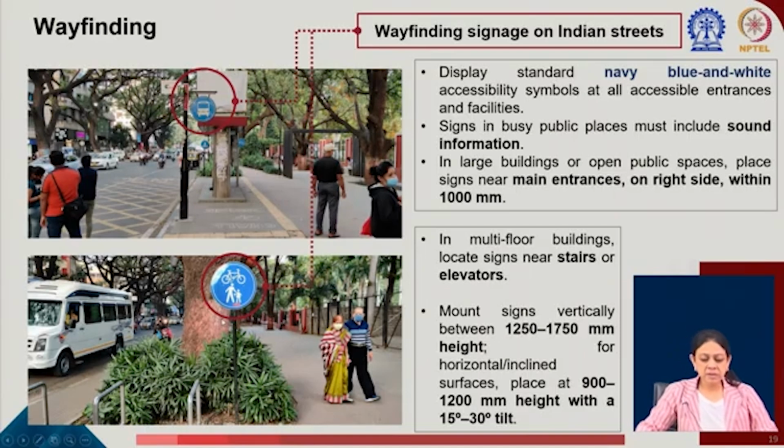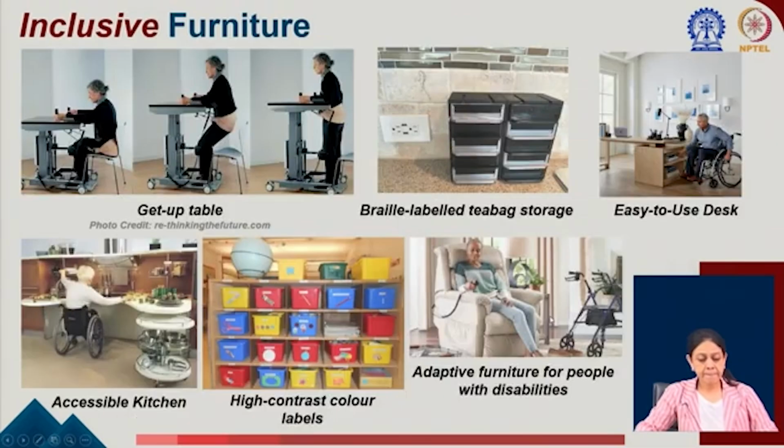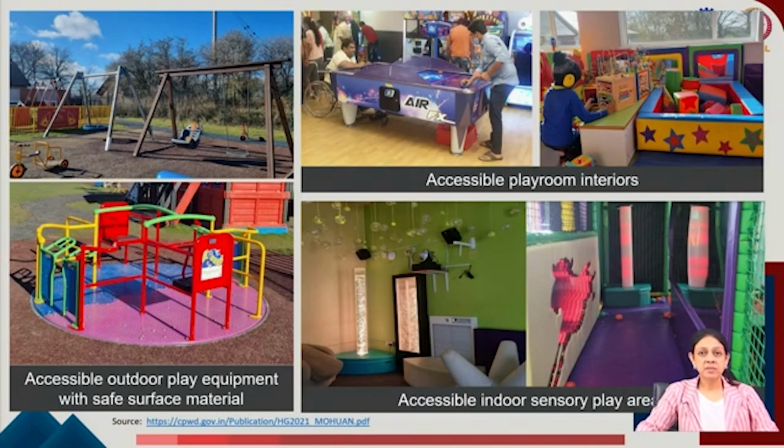These are the examples from Pune. The mounting height of signs. Inclusive furniture in public places. Some examples from Delhi. Accessible playroom, be it interior, be it external.